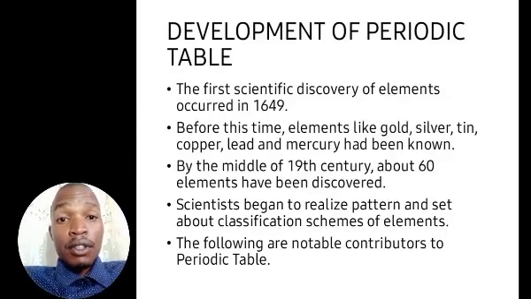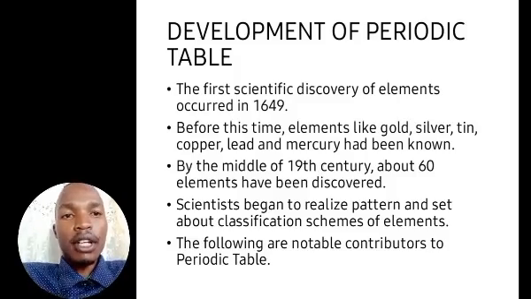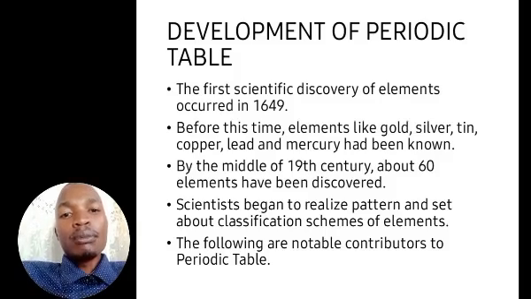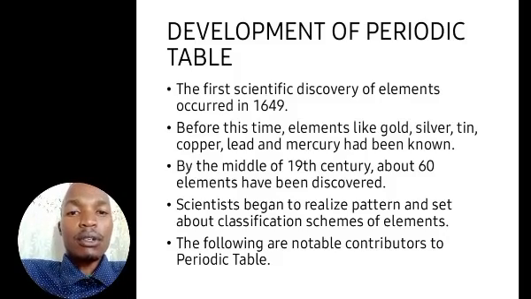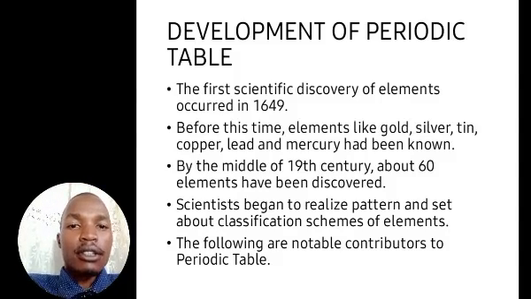So, even before the scientific discovery of elements that occurred in 1649, elements like gold, silver, tin, lead, and mercury had been known by people. That means that the discovery of elements began a long time ago. That is before the scientific discovery of elements that occurred formally in 1649.